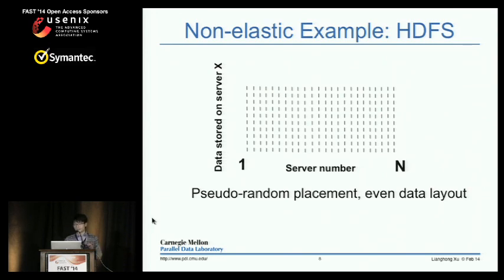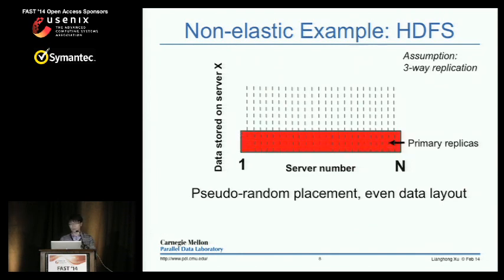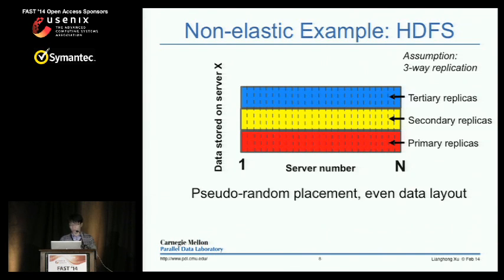HDFS uses a pseudo-random data placement policy, which leads to an even data layout. Assuming the default three-way replication is used, the first replica of all data is distributed across all servers. So are the secondary and tertiary replicas. Such an even data layout is good for load balancing and performance.